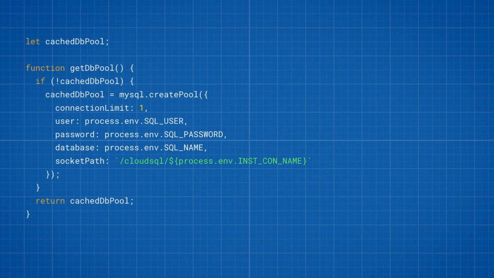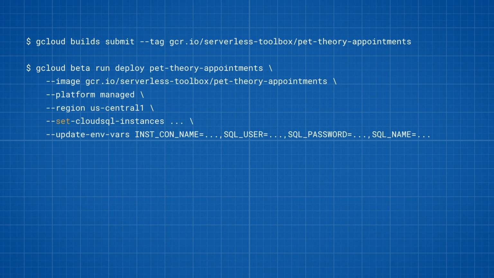The getDBPool function needs the database user, password, name, and connection details. It reads these values from environment variables. When the team deploys their REST API to Cloud Run, they set these environment variables. Their values depend on whether the environment is development, test, or production. That way, the code can run without modification in all those environments.